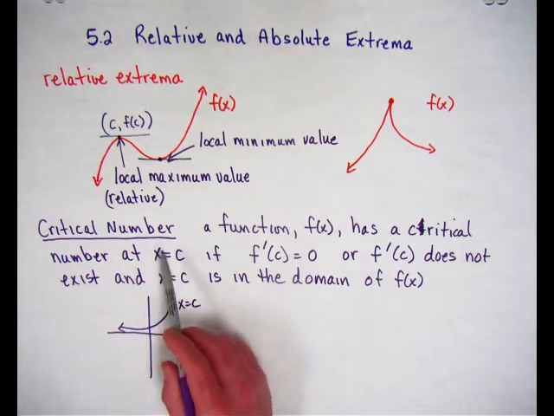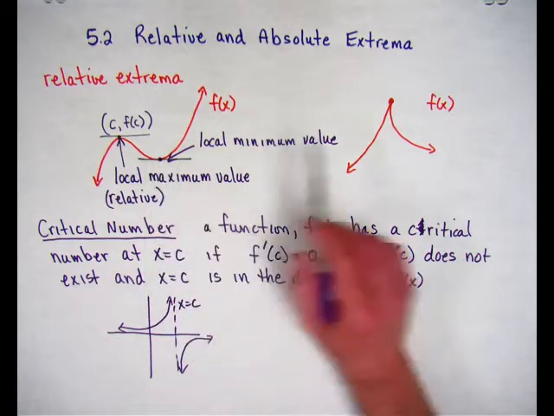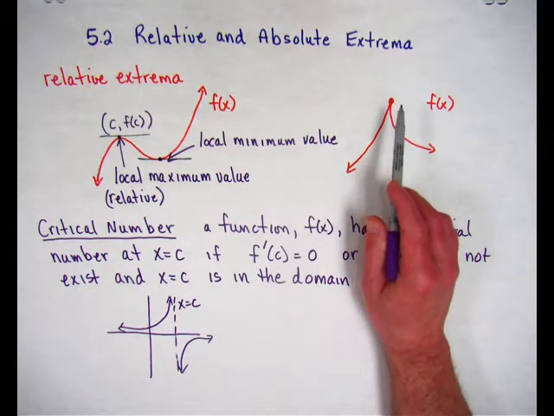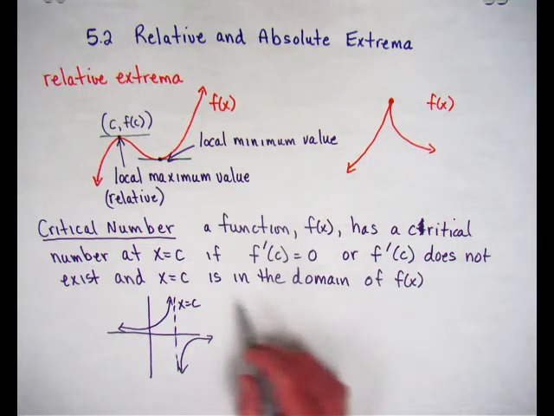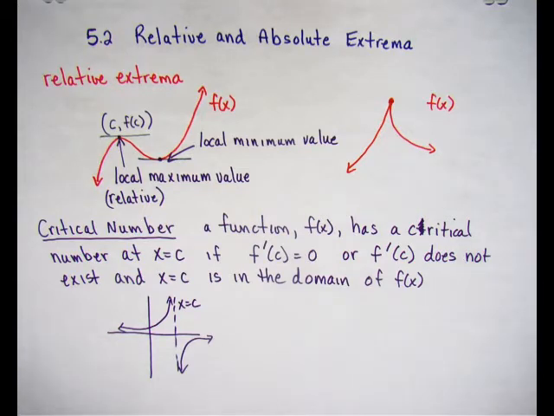So when you're looking for critical numbers, it will either be where the derivative is 0, you'll have a horizontal tangent, or any place where the derivative doesn't exist, but the point itself does exist on the graph. So the point c has to be in the domain. So this is a very important condition. So now what we'll do is some examples, and I'll show you how we can actually find the critical numbers of a function.